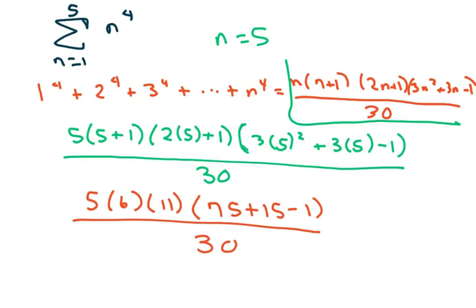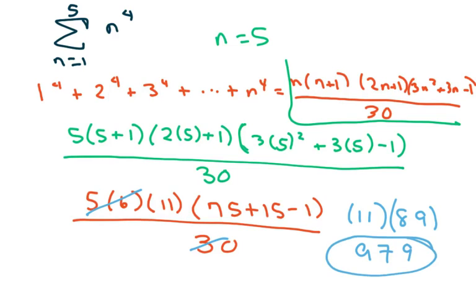Now these two will cancel because that's 30. So this is going to be 11 times 90 minus 1 is 89. And that equals 979. I like to clean it up before I use the calculator. And that's our answer.